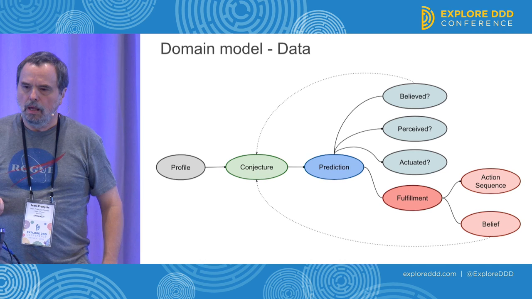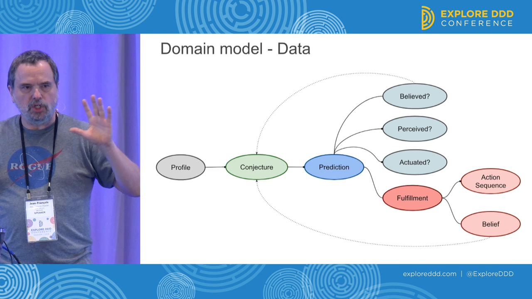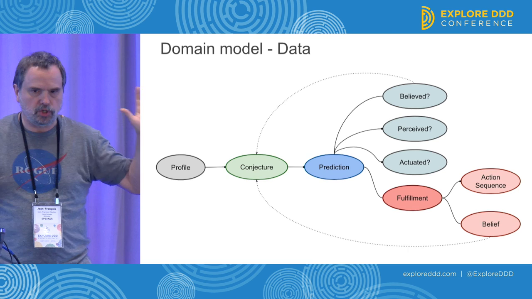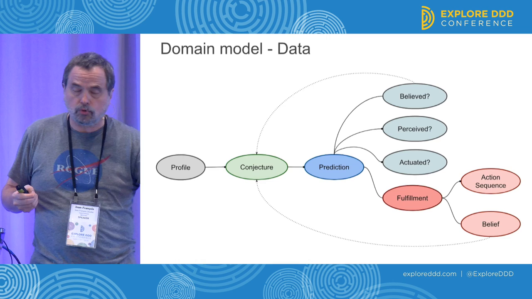Well, here's my domain model, the data part of it. So I'll go very briefly. My robot has a profile. And a profile is a set of conjectures. Now, a conjecture is like a generative model, except the predictions are fixed. They don't learn. They don't change. A conjecture is a hypothesis. I am safe. I am well-fed. I am free. In order to prove that a conjecture is true, we have a bunch of predictions.